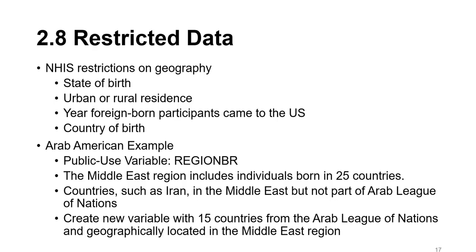There's a region of birth variable that is publicly available called REGION BR. This variable combines all of the information from participants based on the country of birth that was collected during the in-person interviews. The Middle East region includes individuals born in 25 countries located within the Middle East. However, countries such as Iran are located in the Middle East but are not part of the Arab League of Nations. So in order to make inferences about Arab American health specifically using this data, we would be including non-Arab individuals in that category if we used the region of birth variable.